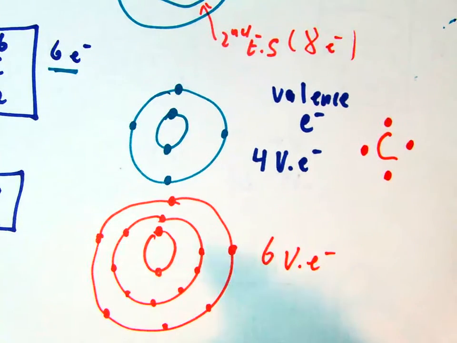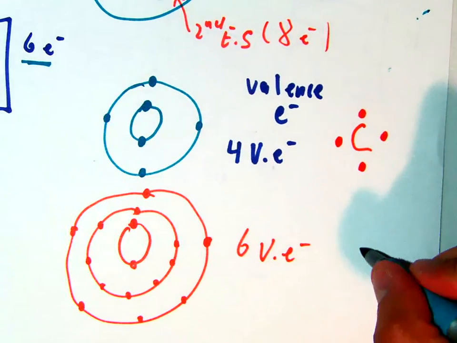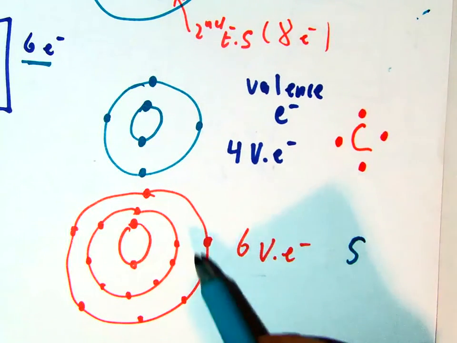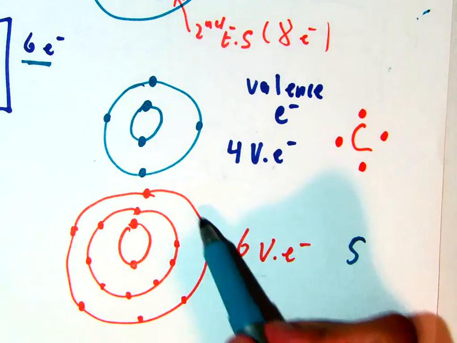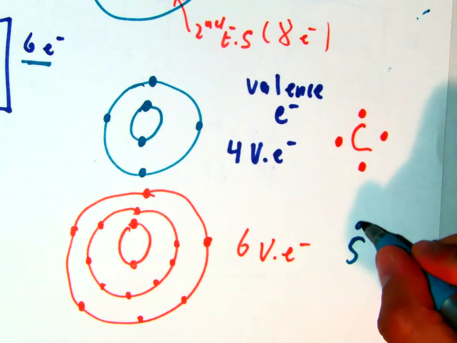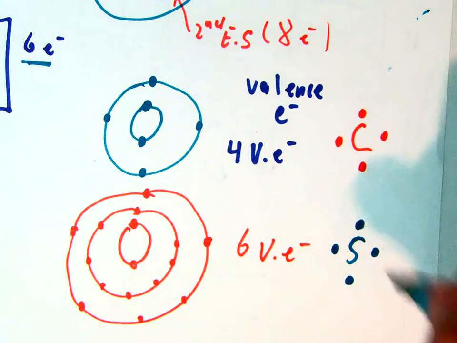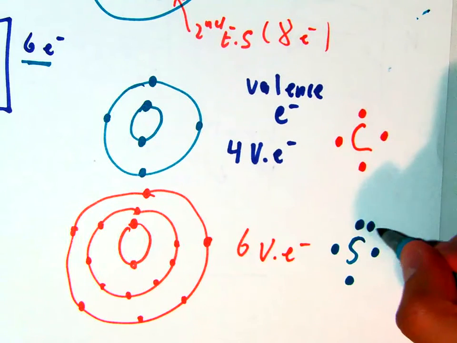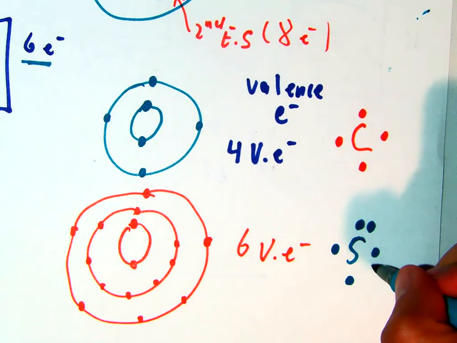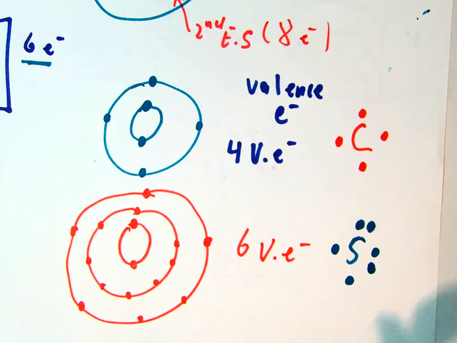For sulfur, I would have S. I need to show 6 valence electrons because I'm showing that outside level. Cross method, 1, 2, 3, 4. Now I can pair up. 5. I need to pair another one up, so I pair these 2 up. And 6. That is my Lewis structure.